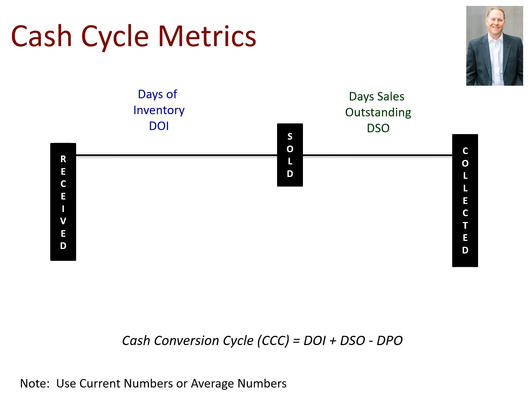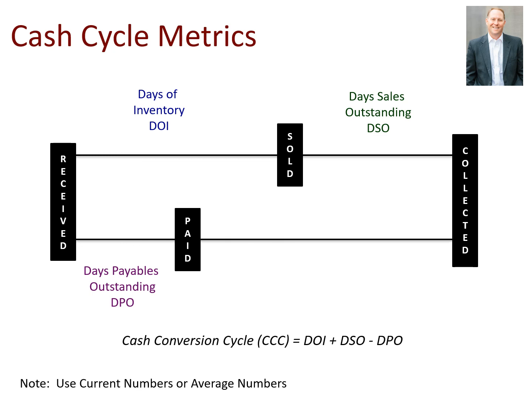And again, from the time we receive it until the time that we pay for it, that's our days payable outstanding. So cash conversion cycle is days of inventory plus days sales outstanding minus days payable outstanding, which basically means it's from the time that we pay for it till we collect it. That's our cash conversion cycle. Think of it as cash to cash.